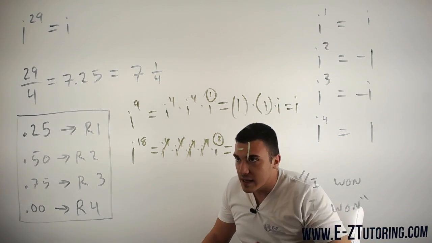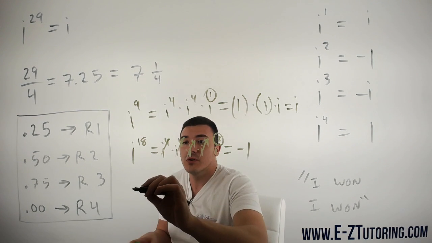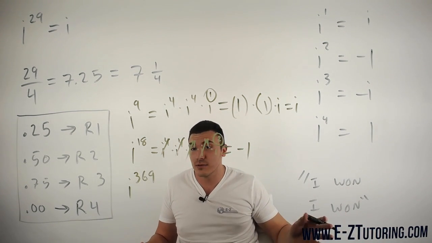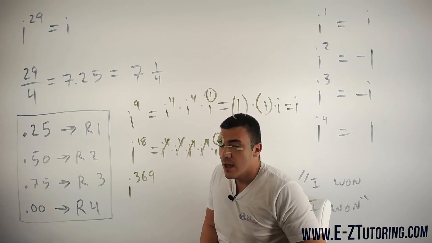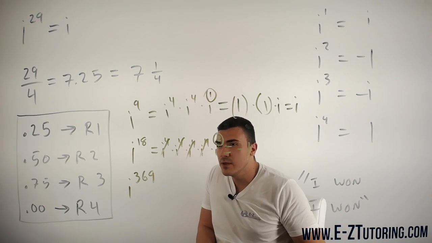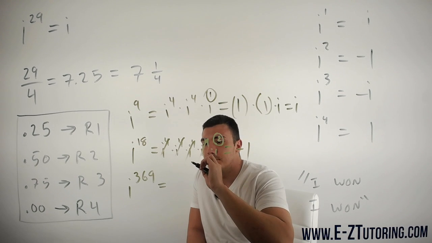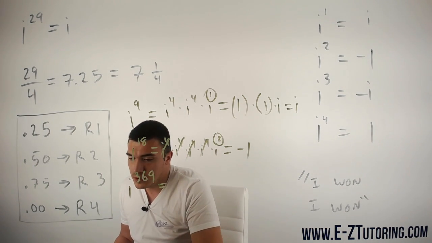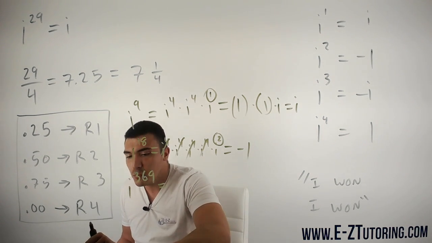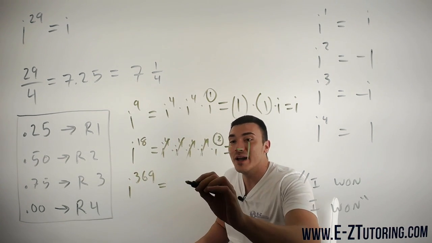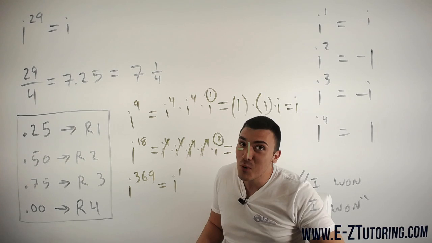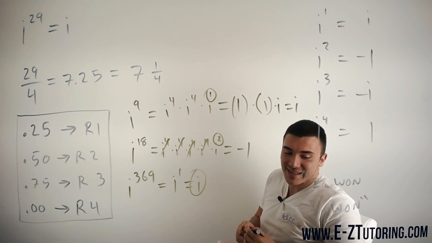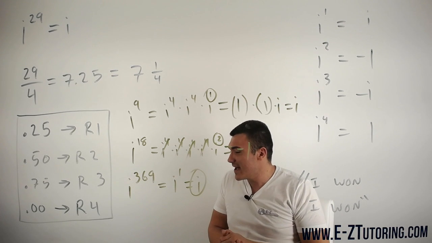So now let's take a super big number. Let's say we're doing i to the 369. I don't know, I just chose a random number. I believe the remainder on that is 1. Let me just double check. 369 divided by 4 is 92.25. That is a remainder of 1, which means that is the same thing as i to the 1, which is the same thing as i. That's it. That is how you simplify powers of i's.